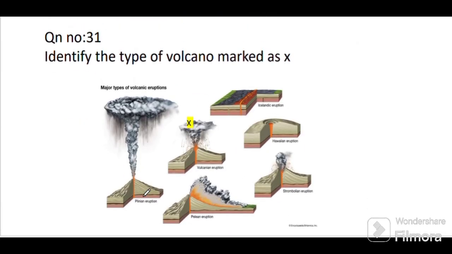Next question. To identify the volcano which is marked as X. In the question, a figure similar to this is given, and there is an X marked as in this figure, and it asks which type of volcano it is. From the figure, you can understand it is a Vulcanian eruption type of volcano, and the extent of explosion was also mentioned in the question. So the answer is Vulcanian type of volcano.